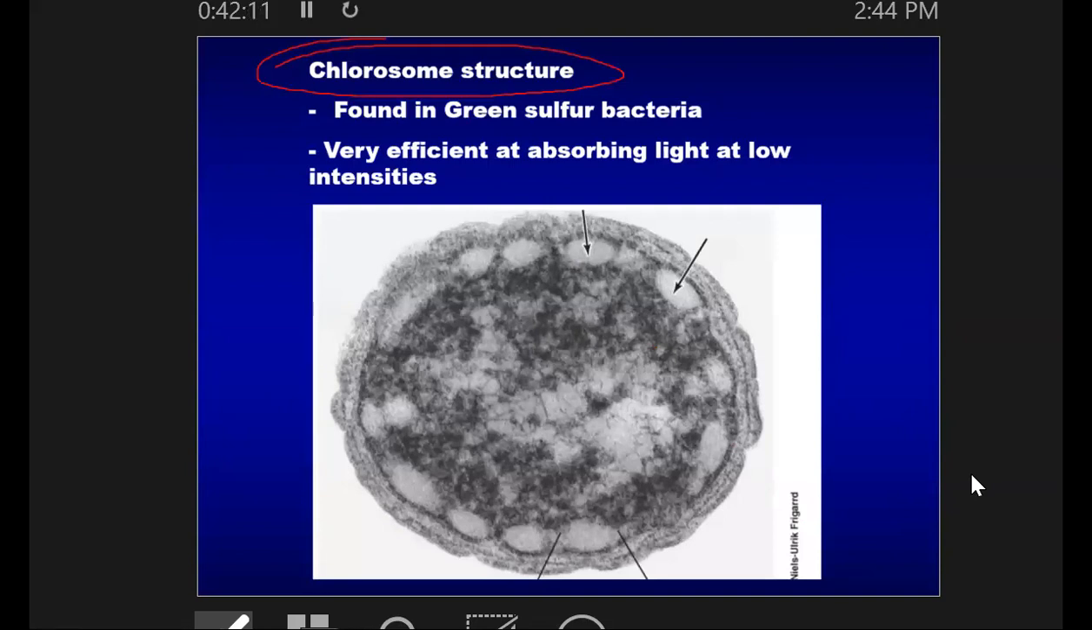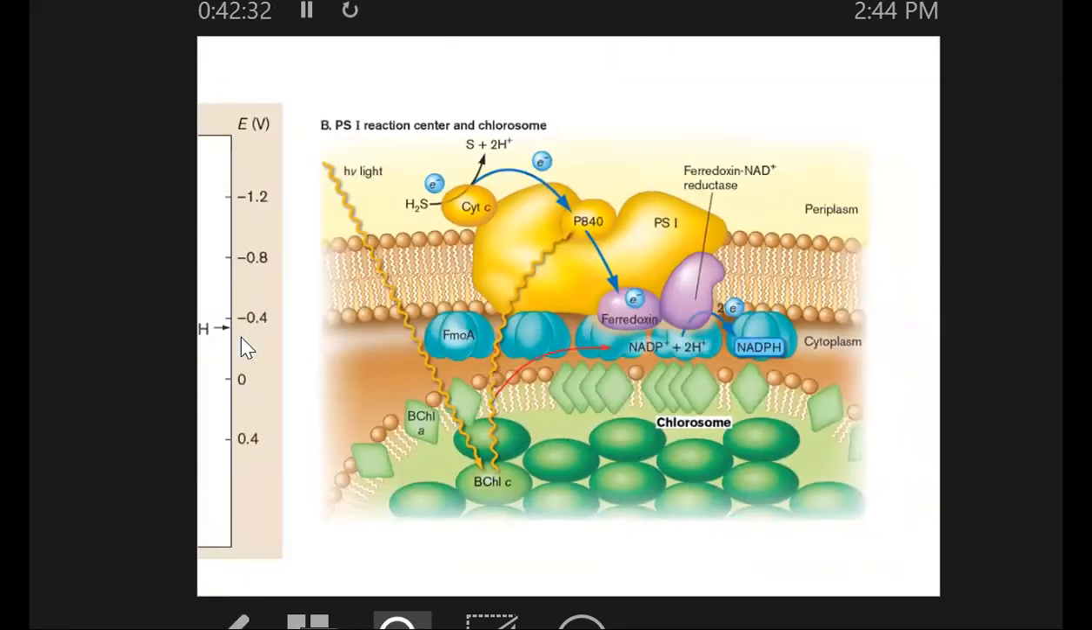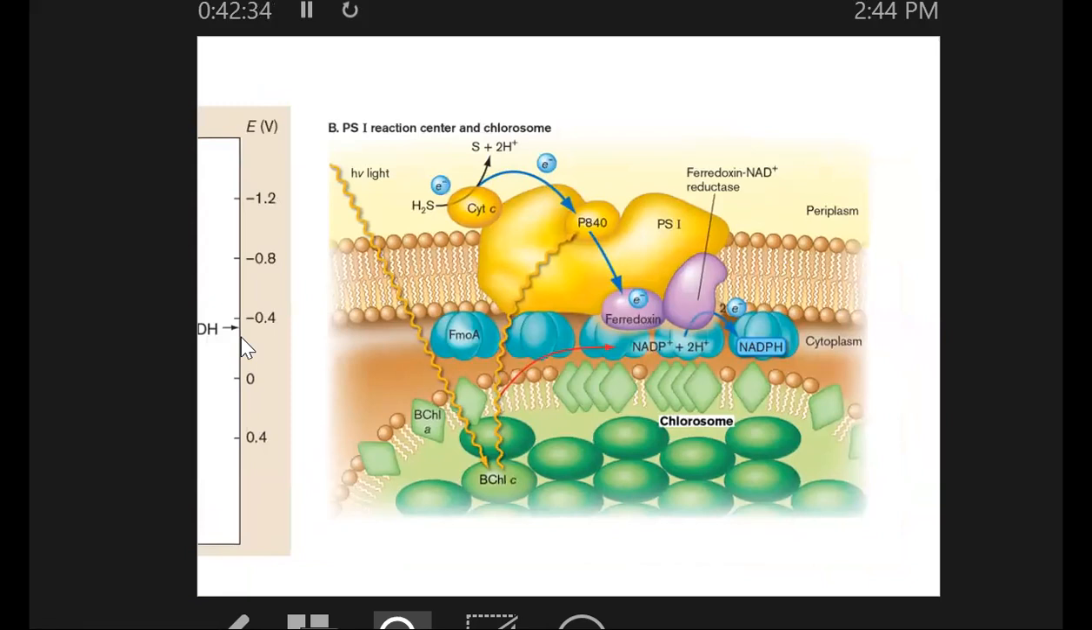And in dim light, you might think, why would a photosynthetic organism bother? But with this adaptation of the chlorosome, it really makes a huge, huge difference. So that's what they're trying to show here. That right picture is trying to show the chlorosome hugging up to the cell membrane.